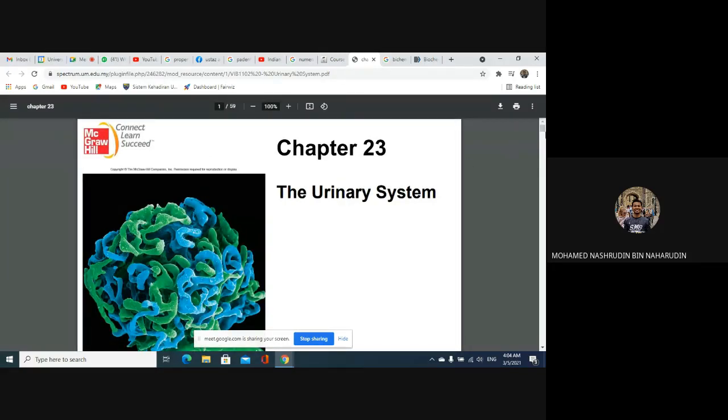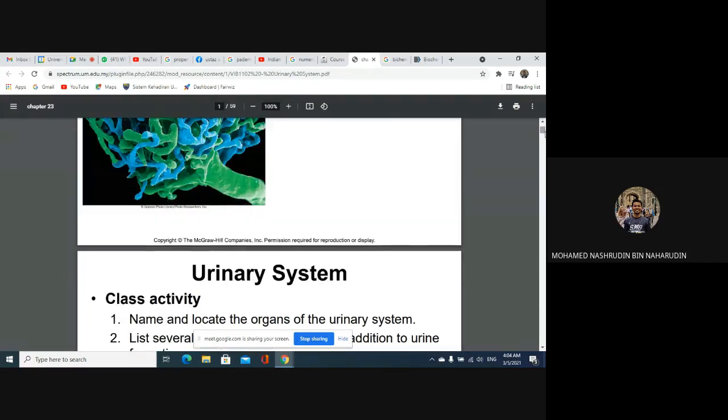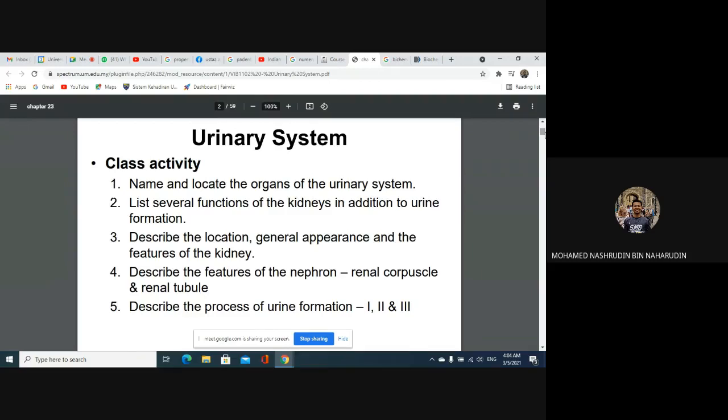Okay, so the urinary system is a system where you filter everything in the circulation and get rid of the waste product in your body. So this is some class activity that you can do.